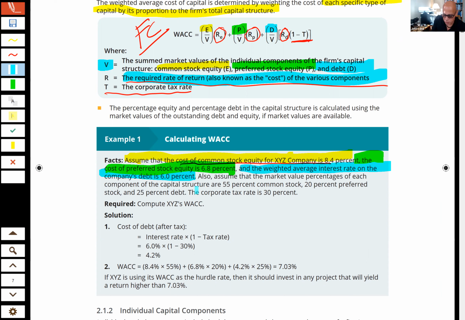But in this particular question, notice they tell us what? They tell us that the corporate tax rate is 30%. So just looking right here at the cost of the debt, we will have to adjust that to an after-tax number. And most problems will require you to do that. They may give you the after-tax number, and if they do, that's fine, but often they'll make you calculate that. So after-tax for the debt is 4.2%.